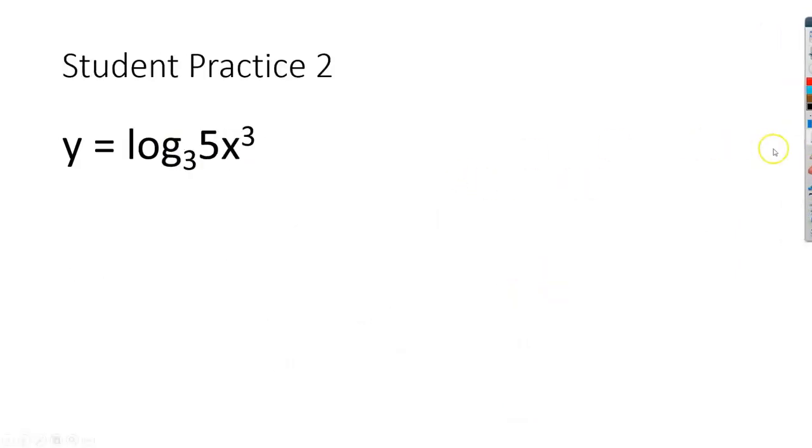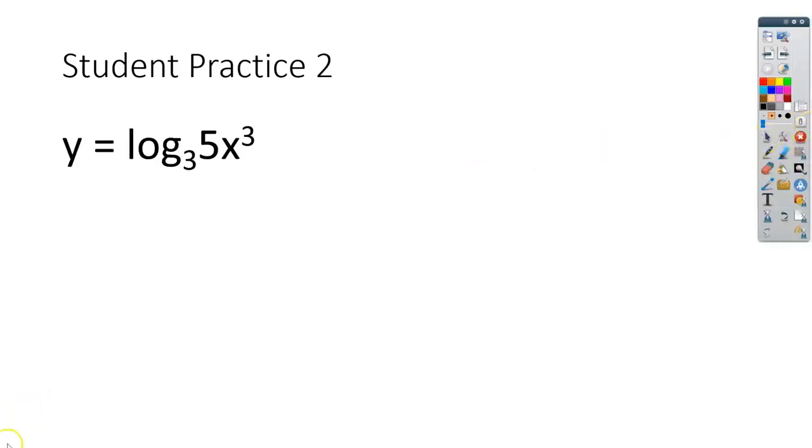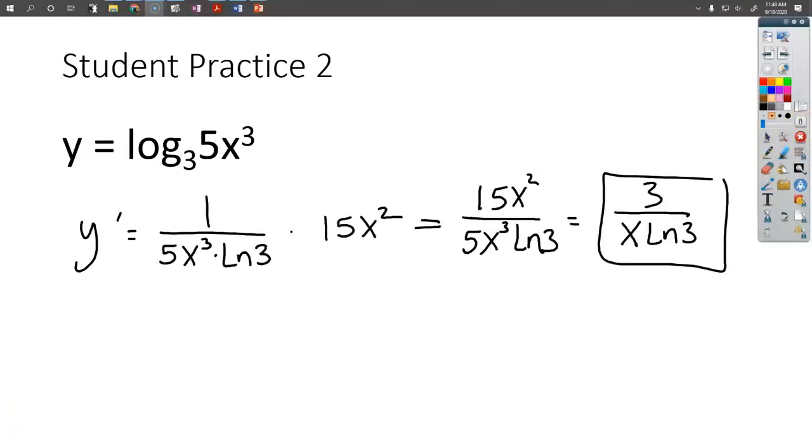You guys go ahead and pause the video here and give this one a try, and when you unpause it, you will see the solution. And there you guys go.